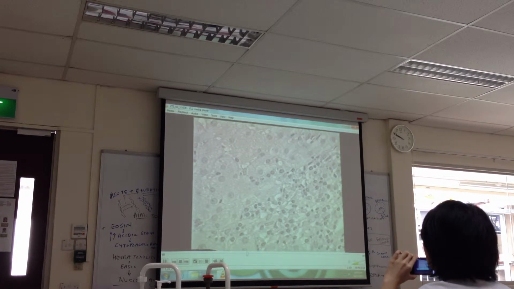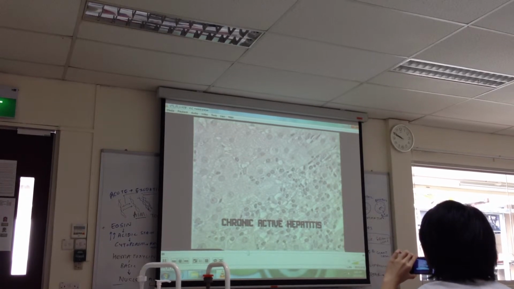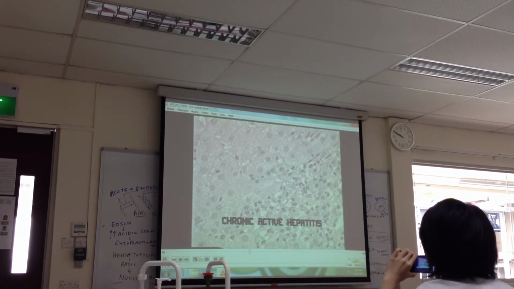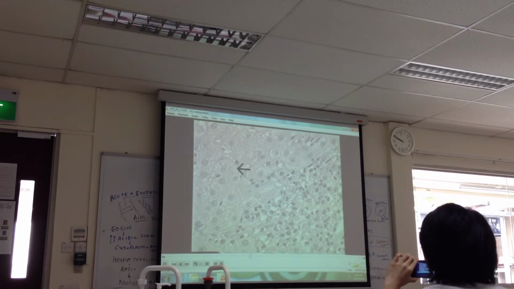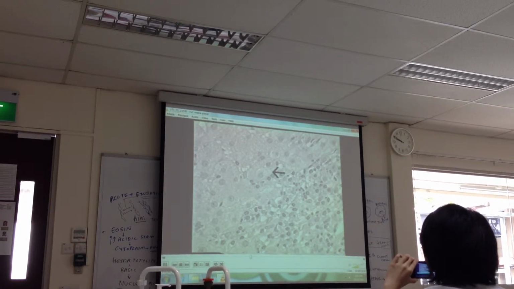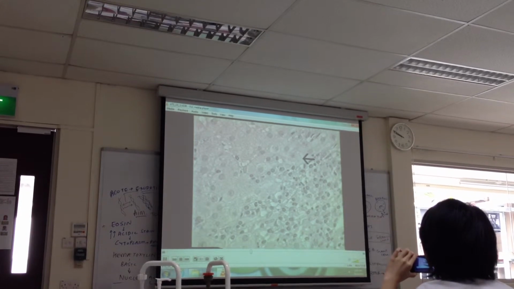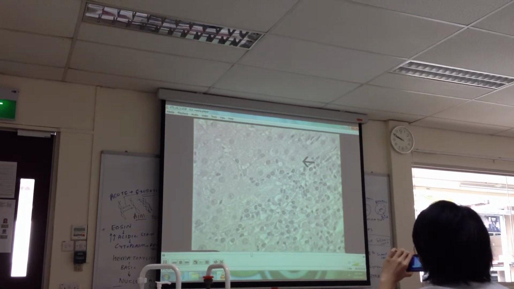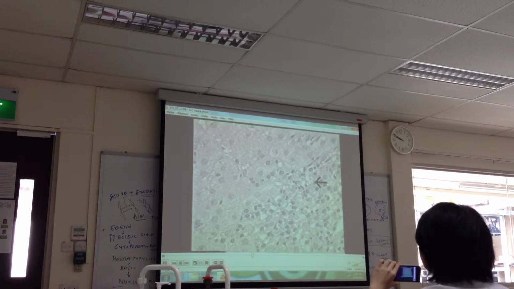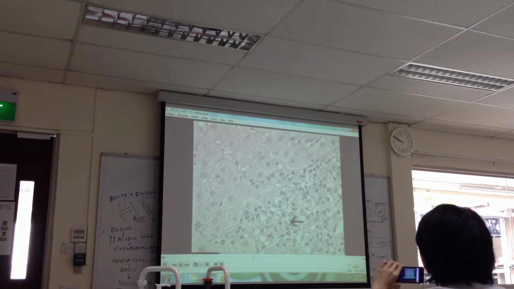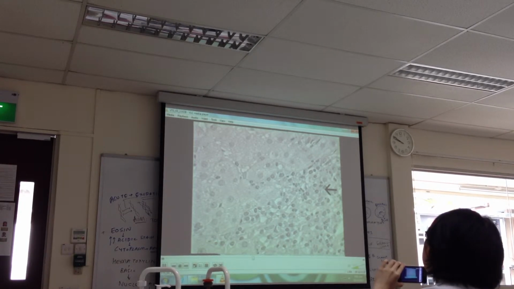This is chronic active hepatitis. If the virus can't be destroyed, the inflammation persists. These hepatocytes are swollen. They have been injured either by the virus itself or by cytotoxic T lymphocytes of the chronic inflammatory response.